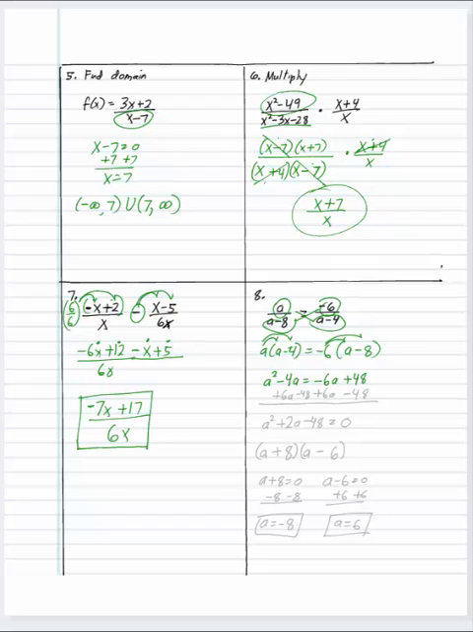Now in order to solve, I will need one side to be 0. So let's add 6a and subtract 48. So a squared plus 2a minus 48 equals 0.